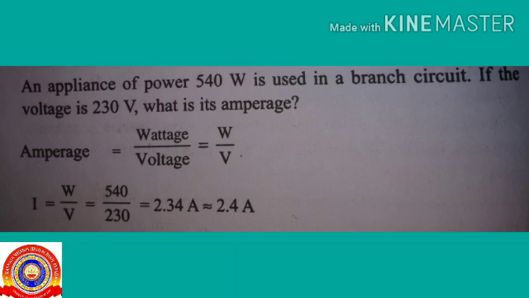So I equals W by V, that is 540 divided by 230. So the answer is 2.34 and the unit of I is ampere, we know. So 2.34 ampere, but here we are calculating amperage, so we have to write it as 2.34 amperage or 2.4 amperage.